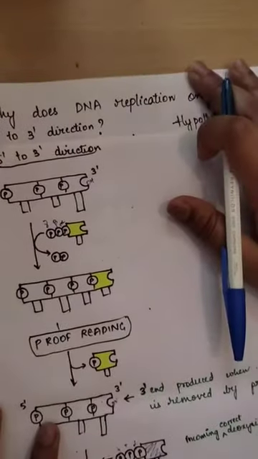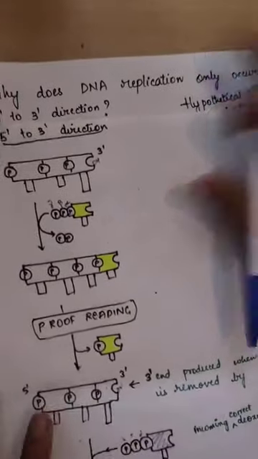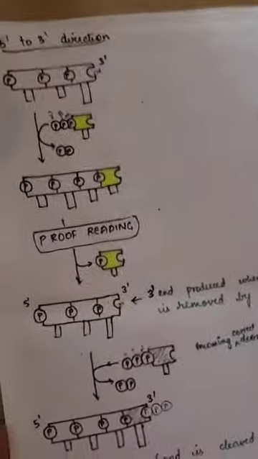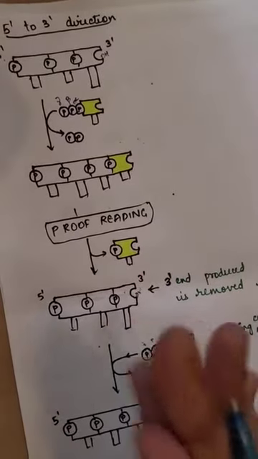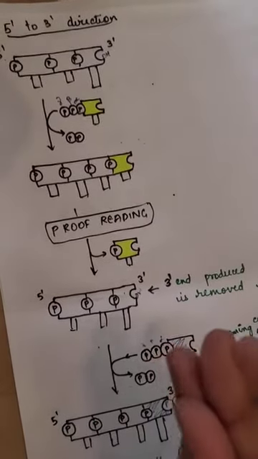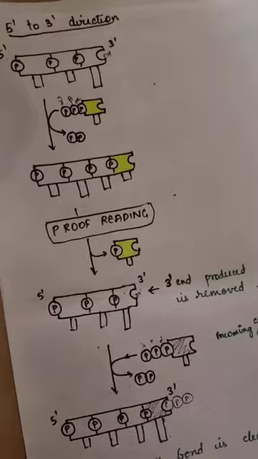Today's video is about why DNA replication only occurs in the 5' to 3' direction but not in the 3' to 5' direction. So the answer to this question is, before coming to the answer, let us understand what is the mechanism of this 5' to 3' direction replication in our cell.